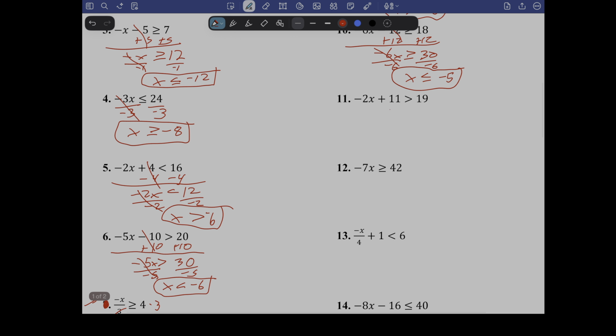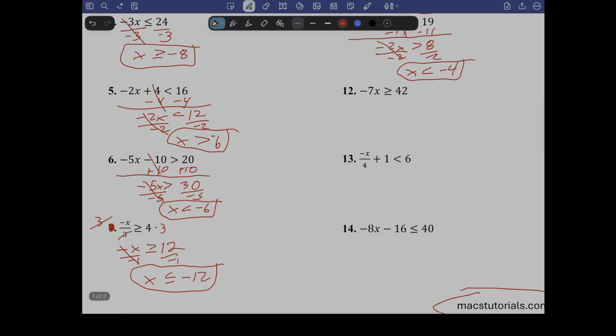Number 11, subtract. Remember, you can add and subtract all you want. It doesn't matter what the sign is. You keep it the same. Don't change anything. Now that I divide by a negative 2, now is where you change the sign. Going on to number 12, I want to divide each side by a negative 7. I'm dividing by a negative number, so that's what we do.